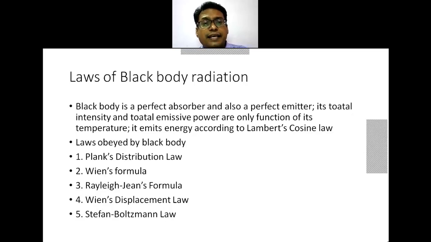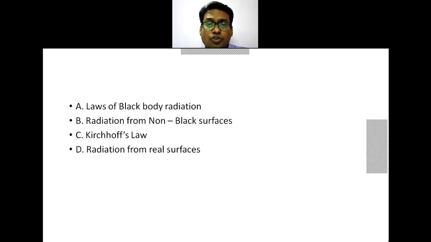The laws of black body radiation are Planck's distribution law, Wien's formula, Rayleigh-Jeans formula, Wien's displacement law, and the Stefan-Boltzmann law. These are the different laws available for black body radiation. If it is not a black body, then we have the radiation laws for non-black surfaces, Kirchhoff's law, and radiation from real surfaces.